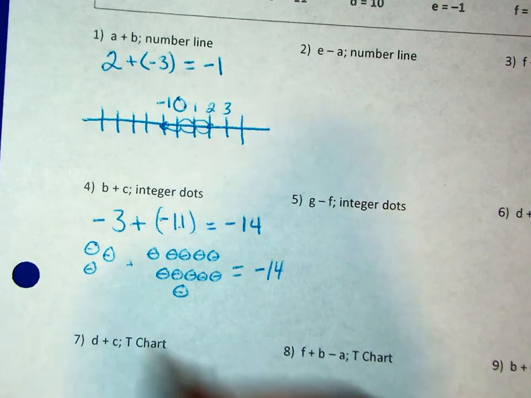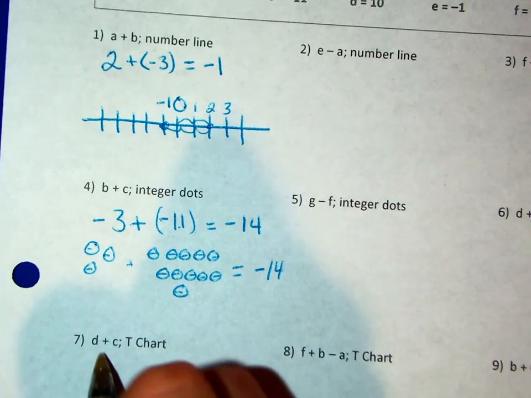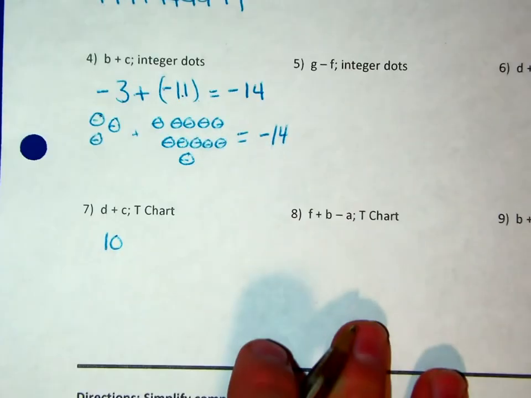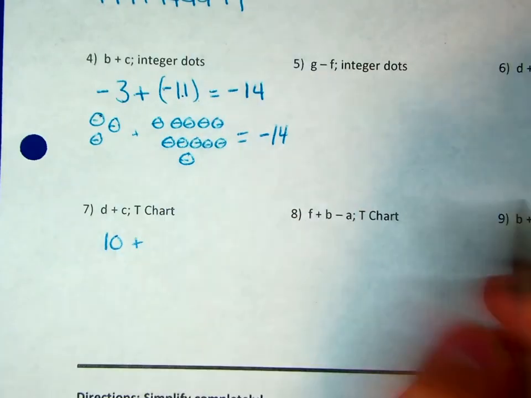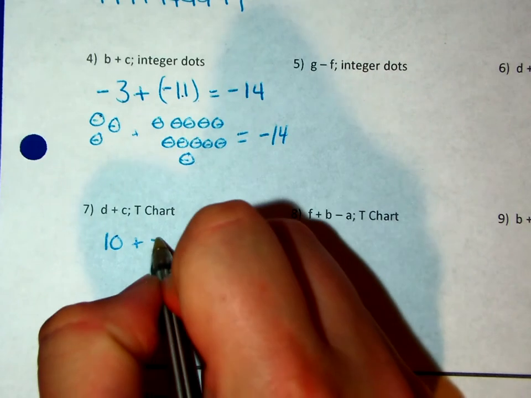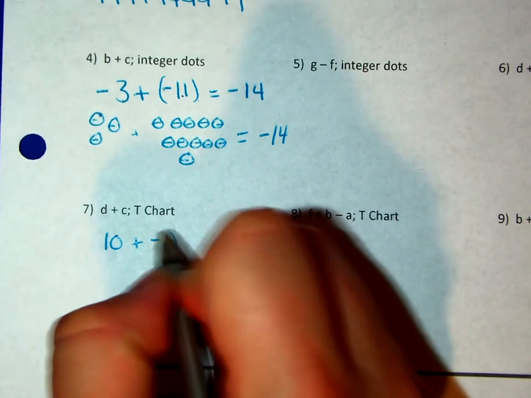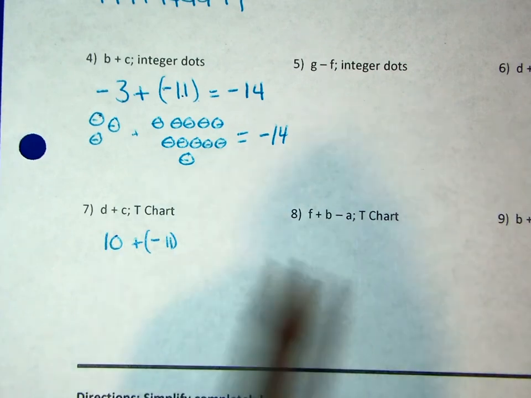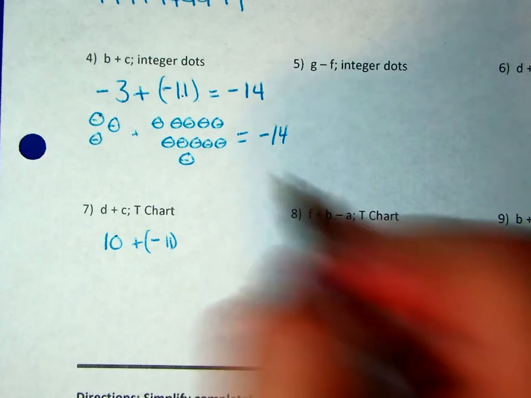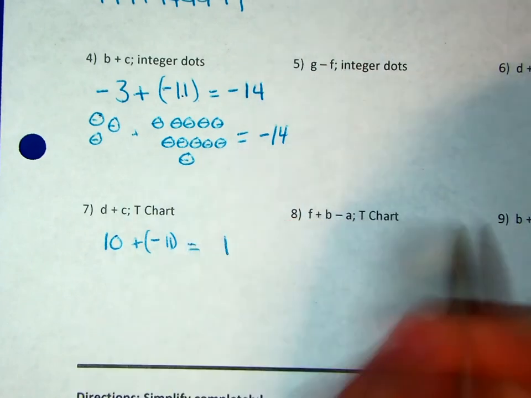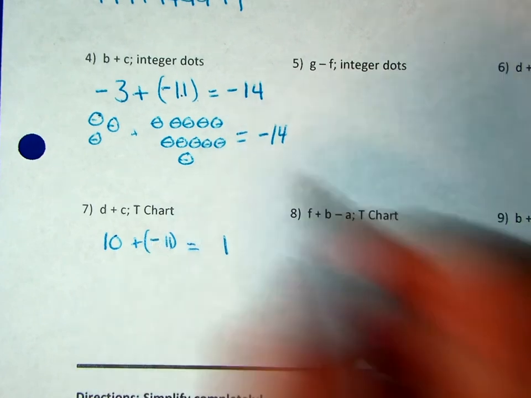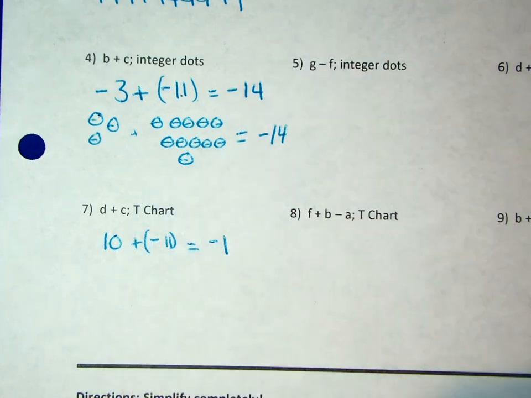For number 7, we have d has a value of 10 according to our chart at the top, plus c has a value of -11. So again, I have 2 different signs, a positive value in this first term and a negative value in the second term. Find the difference, which is 1. My greater number in absolute value is the 11, and it has a negative sign in front of it, so I will keep the negative for my solution.